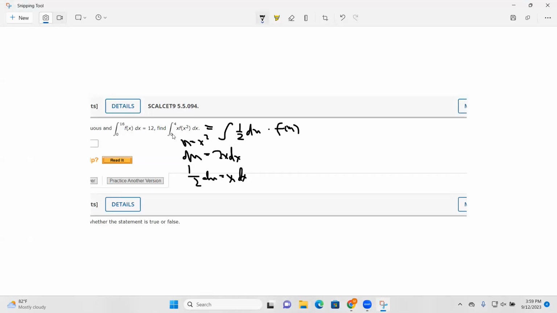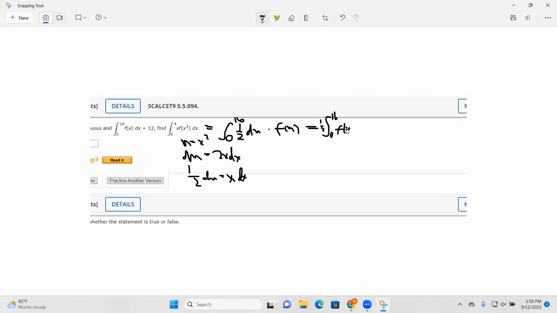But you see, x equals 0, x squared gives you u. You have 0 downstairs. And x equals 4, square that, you get 16 upstairs. And so put this all together, our integral in this case is, factor out the 1/2, constant multiple, you go from 0 to 16 of f of u du.